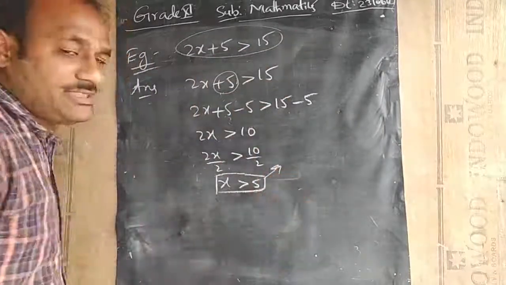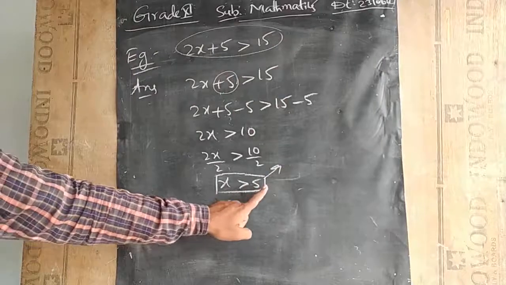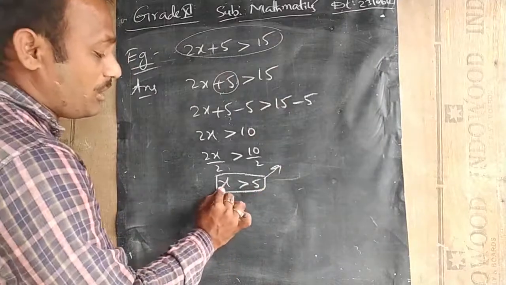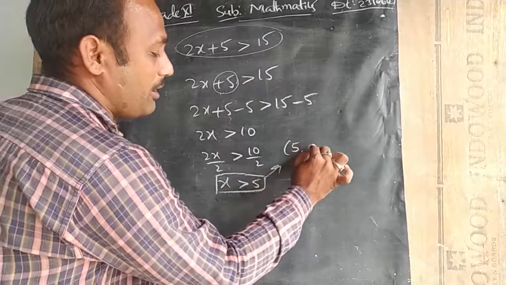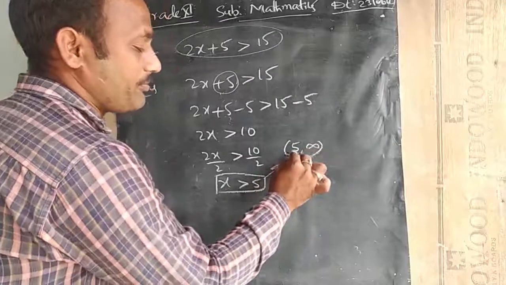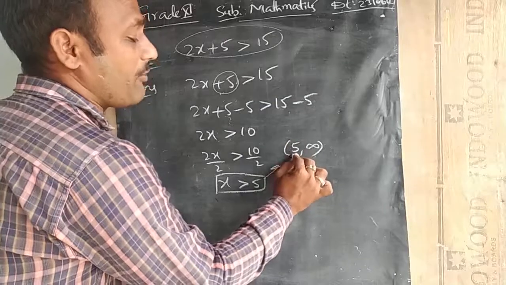So what will be the set notation, the interval notation form? Here x is greater than 5, which means 5 is not included: the open interval (5, infinity).